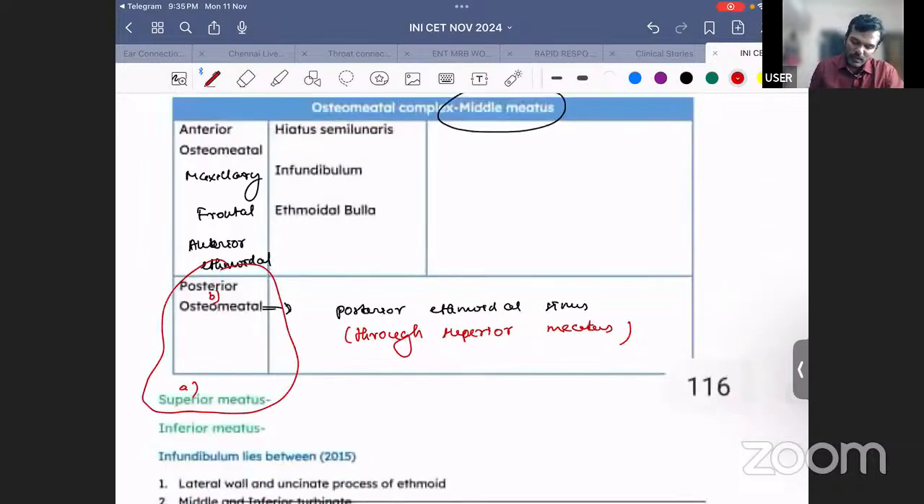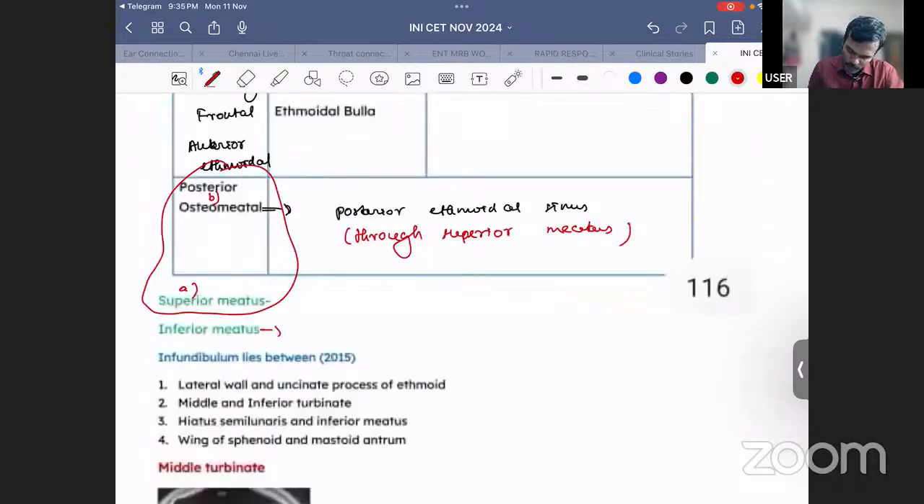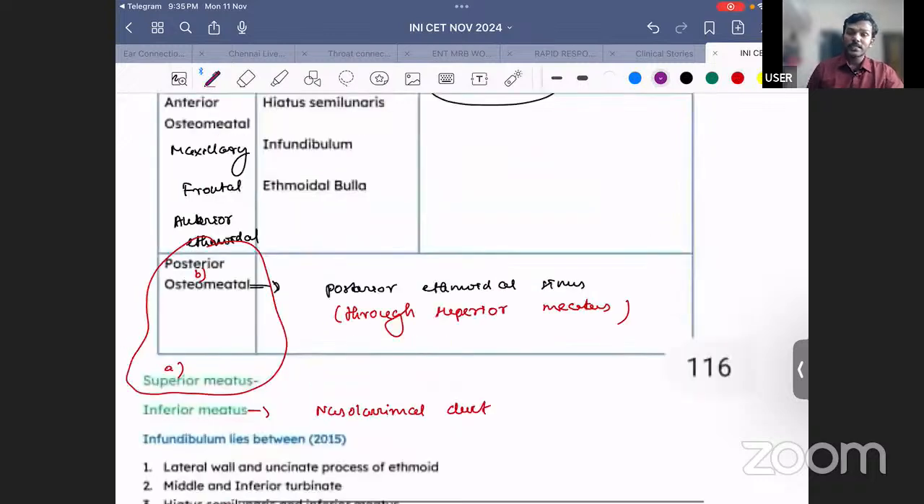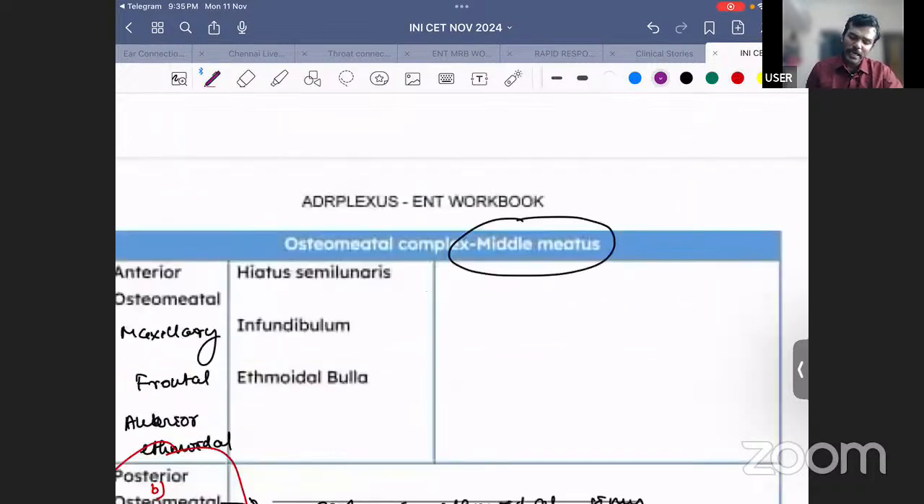Okay. Inferior meatus will be having drainage from the nasolacrimal duct. Nasolacrimal duct. Okay, fine. So what about the other structures present in the middle meatus?